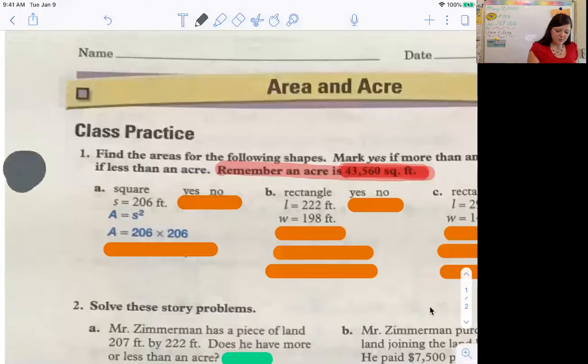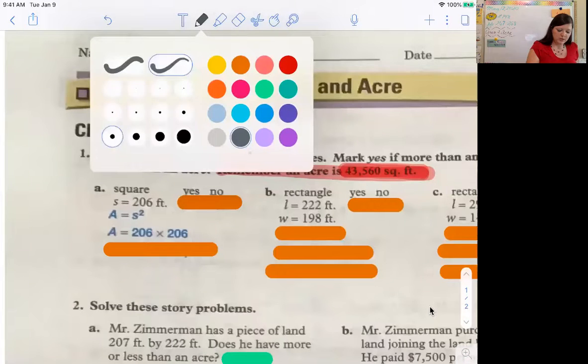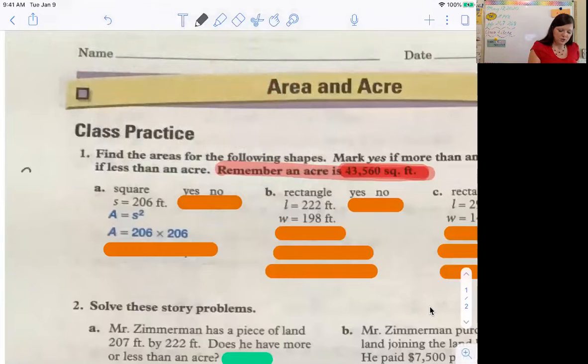206, whoops, let's not do it jumbo size. How about that? 206, that's better, times 206. 6 times 6 is 36, carry the 3. 6 times 0 is 0, plus 3 is 3. 6 times 2, 12.